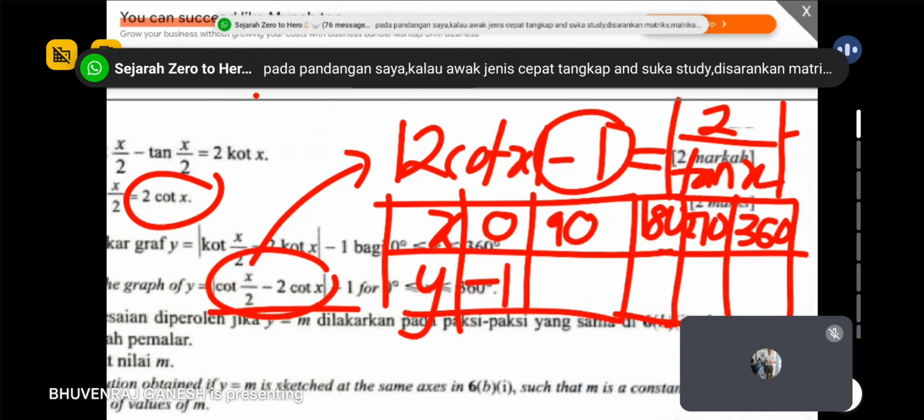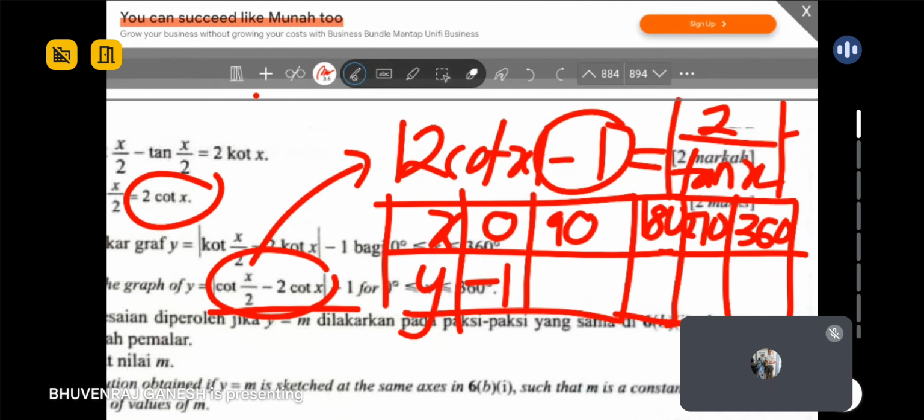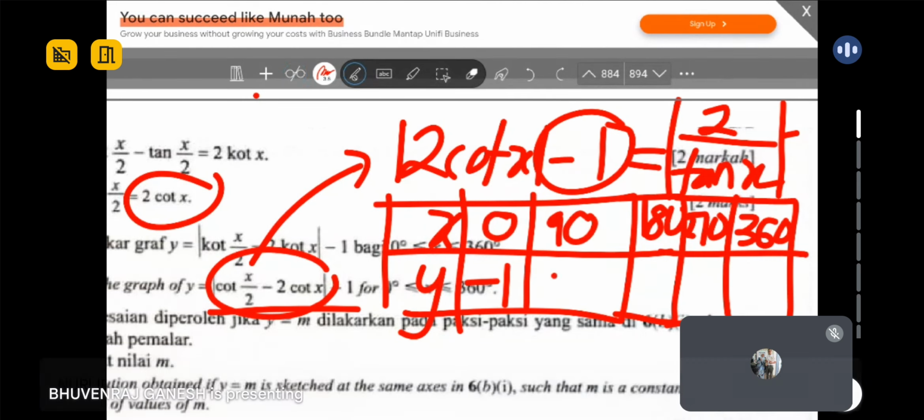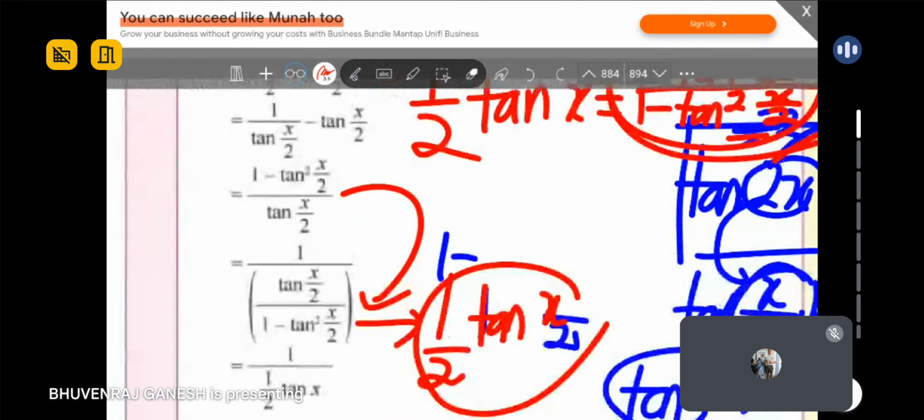Lepas tu ulang saja. Tekan tangent 90. Tangent 90, math error guys. Math error means what? Infinity. Betul? Math error. So maksudnya kamu tak akan dapat lukis graf kat sini. So you just put dash lah, letak dash. Lepas tu tangent 180. You get 0. Tangent 180, 0. So means also infinity. So yang ni pun dash. Sampai kamu buat 360. Until you do 360, you will get this answer.